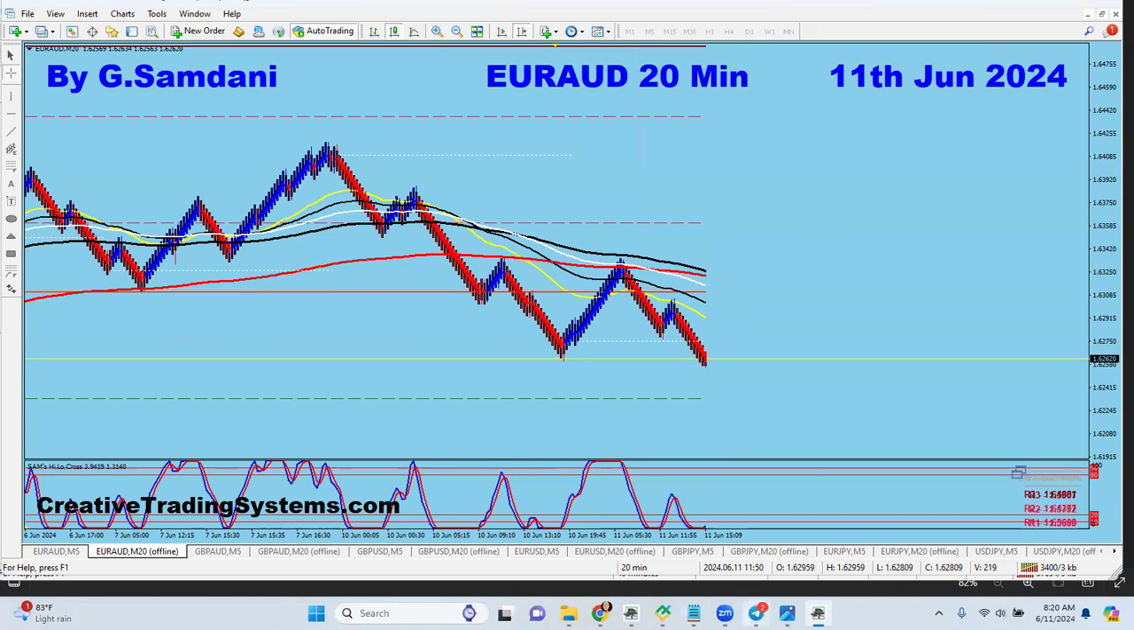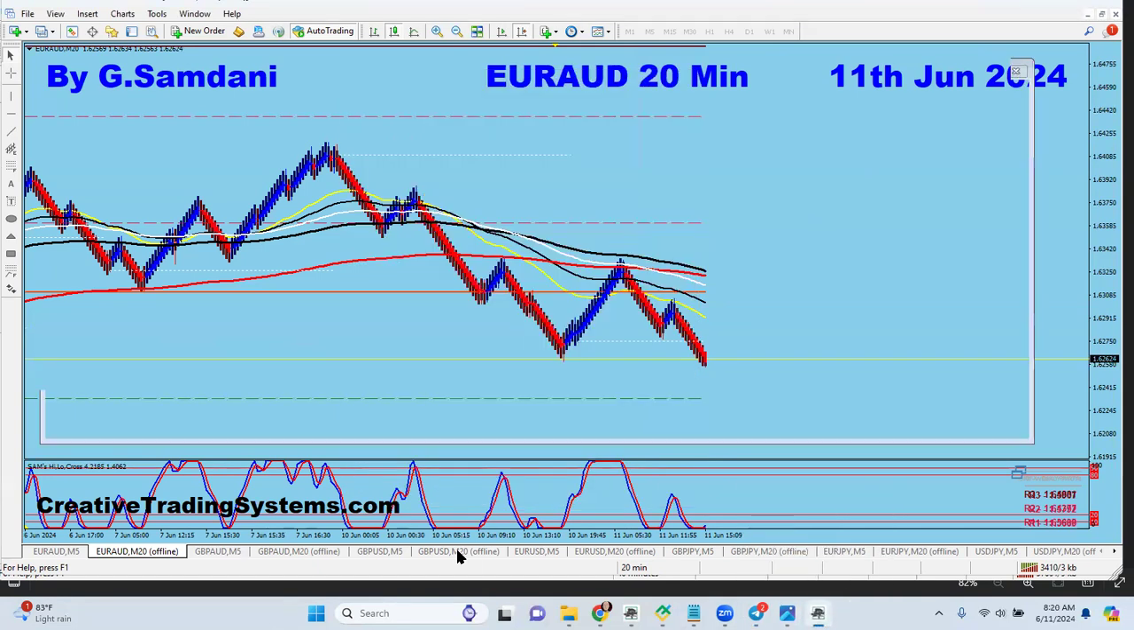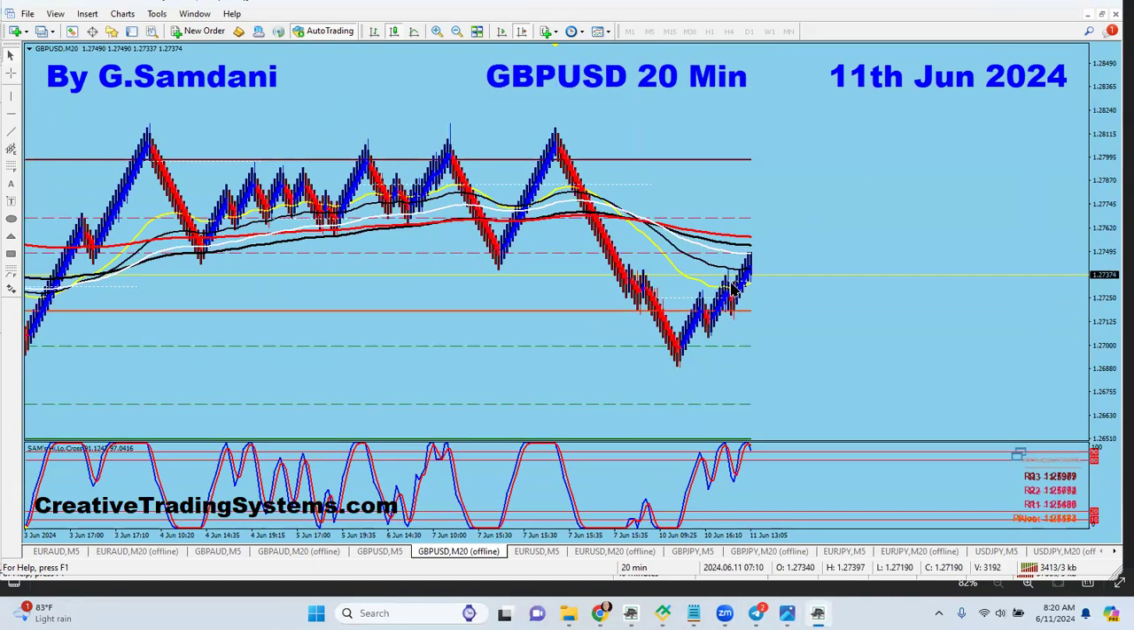Now there's another one that I posted on the Telegram. See that GU making short because of the pound bad, right? EA making short, which one is going right now, right? It still keeps going. Now this one you can see here, that pound USD. Let's take a look at what happened to that. Pound USD, this was the entry here, and it went up and hit my SL for a full 25 pip.